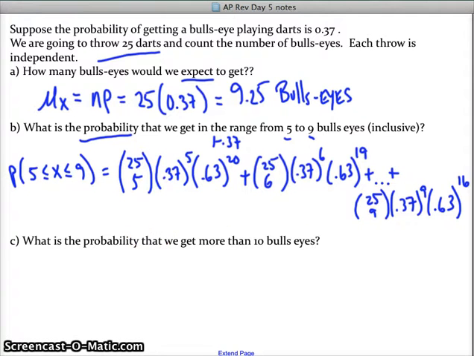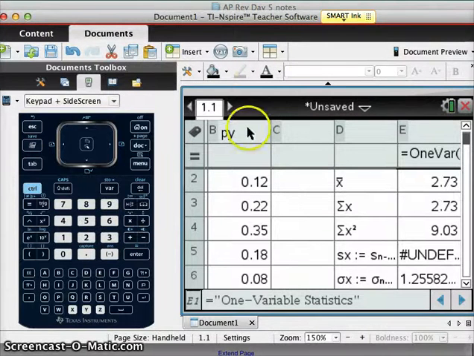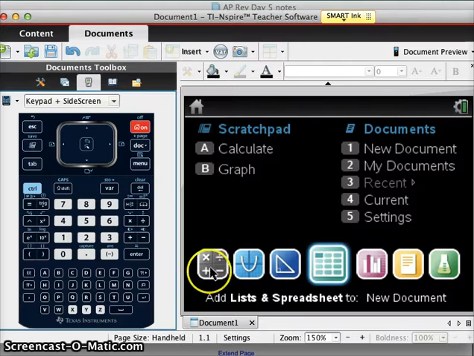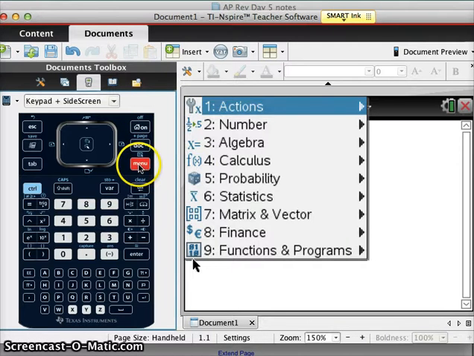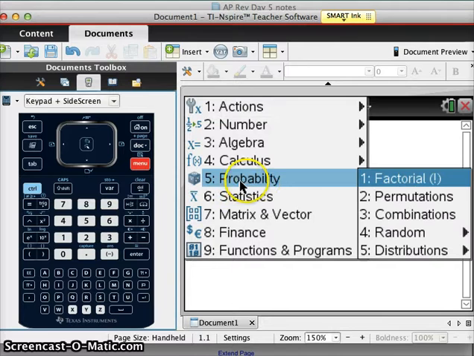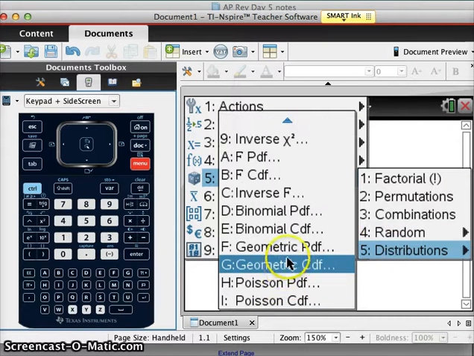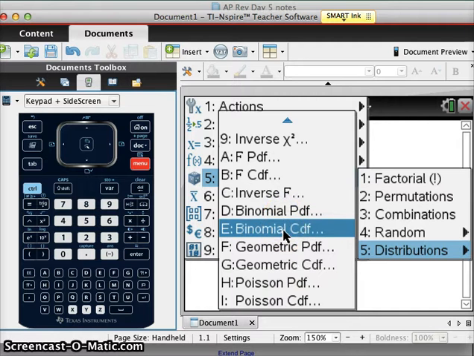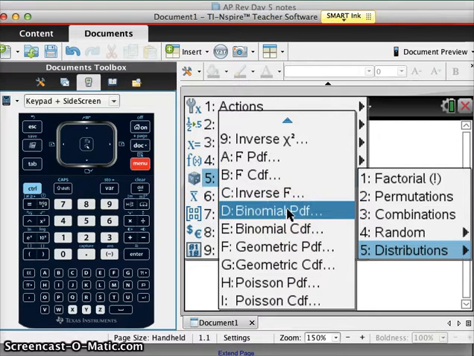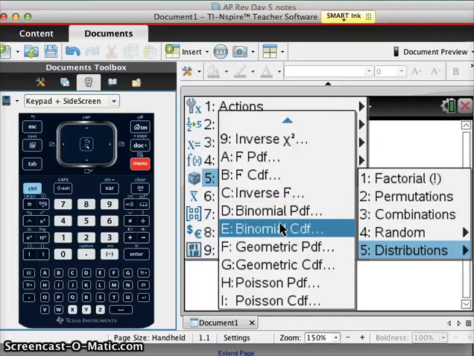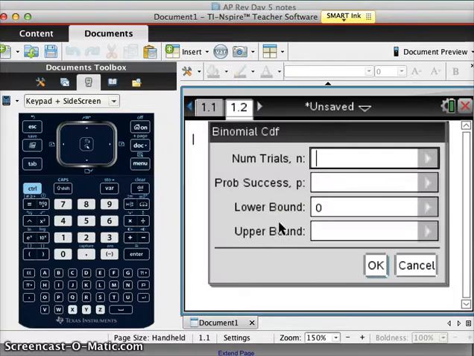Now we're going to go to the calculator. And I need to get a new page. Okay, so we're going to go menu, probability, distributions. And since it's a range of values, we want binomial CDF, not normal CDF. You got to go down. So here's the binomial PDF and binomial CDF. PDF would be if you just have one, like exactly, like if I wanted exactly 5 bullseyes. CDF is when we have a range from like 5 to 9. So I'm going to click on that one.